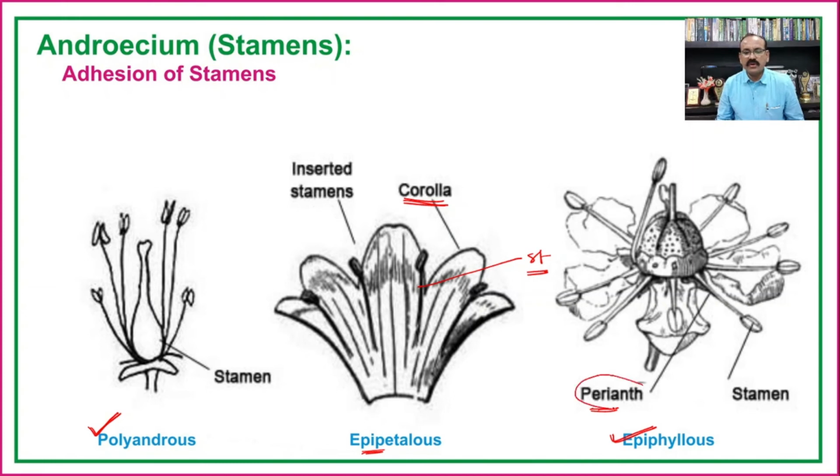And what is the perianth? When there is no distinct difference between the calyx and corolla, it is known as the perianth. Usually such flowers do not develop two different whorls in the form of calyx and corolla, or we are not able to differentiate the calyx and corolla, and that type of whorl is known as perianth. And if the stamens are attached to the perianth, then such stamens are known as epiphyllous stamens.